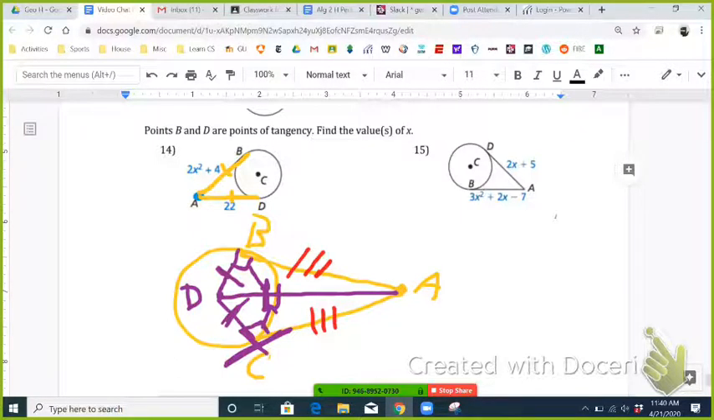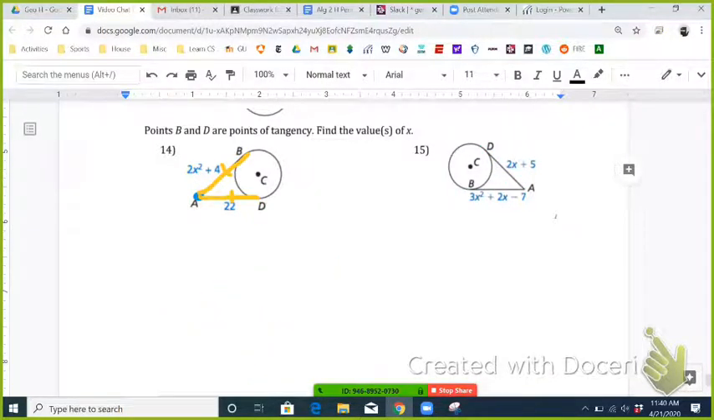So that's why anytime you have a point outside a circle, and then you have two tangent segments to that circle, they're always going to be the same length. Okay, so now we're going to use that to answer 14 and give you the reason why these could have two answers. So we're going to set 2x squared plus 4 equal to 22.